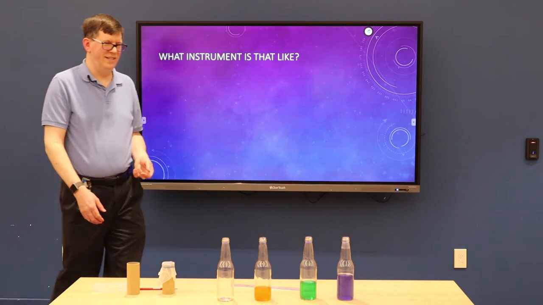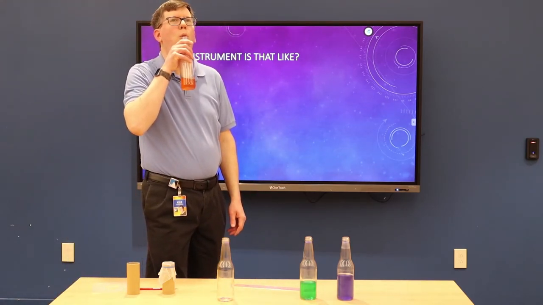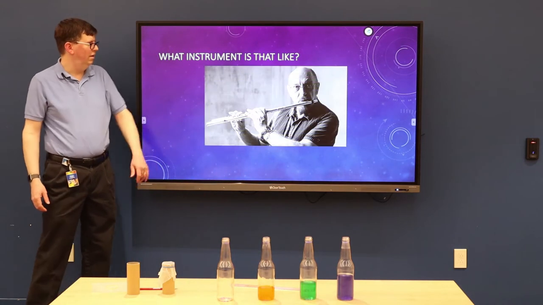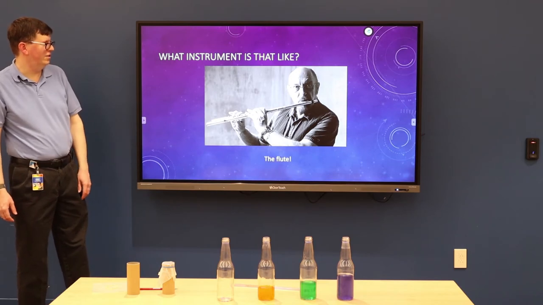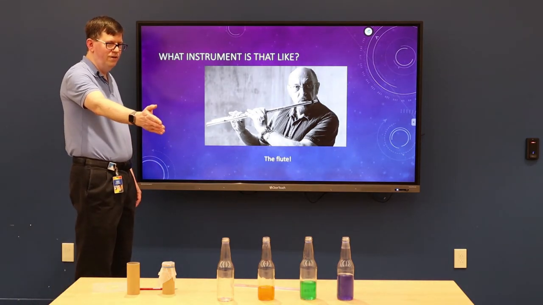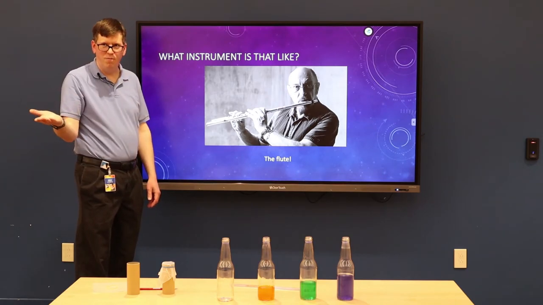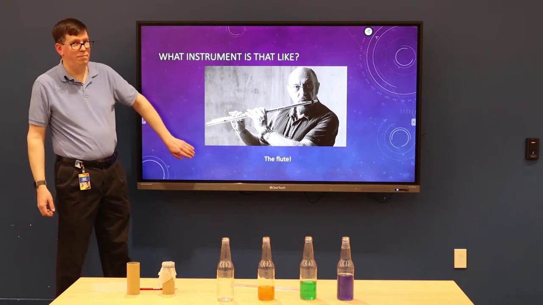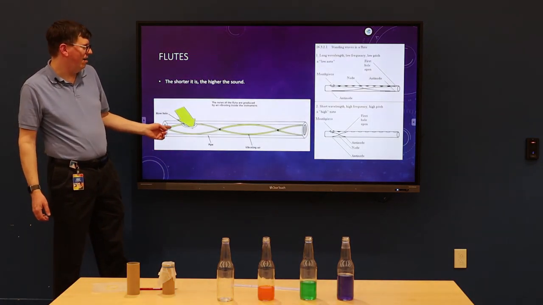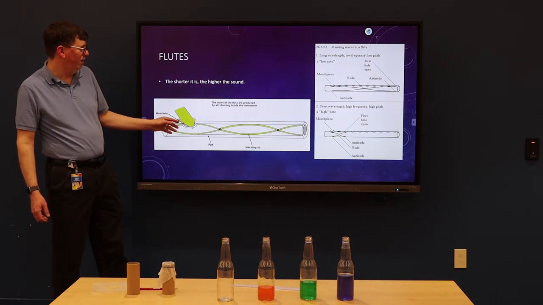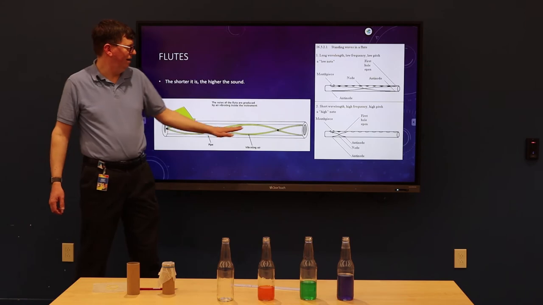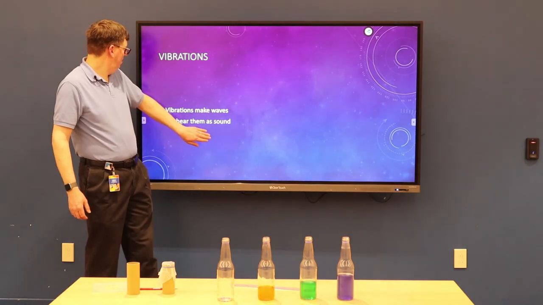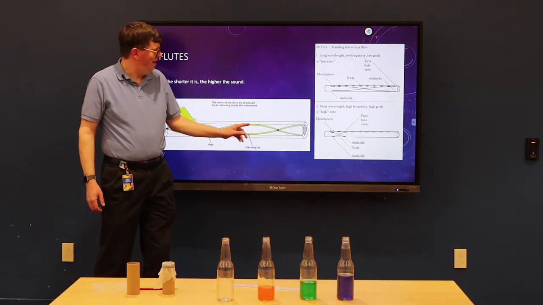Now, when I blow into them, what instrument is that like? Instrument where somebody blows across a hole. Oh, the flute, of course. What I'm doing when I blow across the top of that bottle, and you've probably done this on bottles before, go ahead and try it, is you're basically playing the flute. This is a diagram of what's happening inside the flute. Somebody blows over it, and then the whole area here, all that air in there, vibrates, and makes a sound.